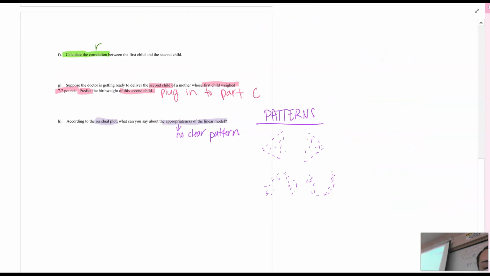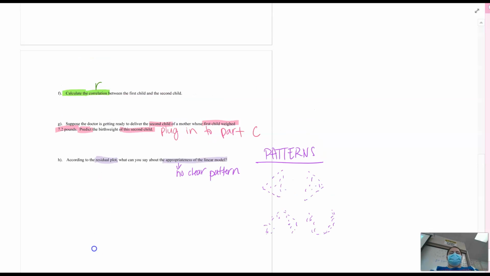All right, and then that's the end of the worksheet. So that should give you enough information to do the worksheet now.